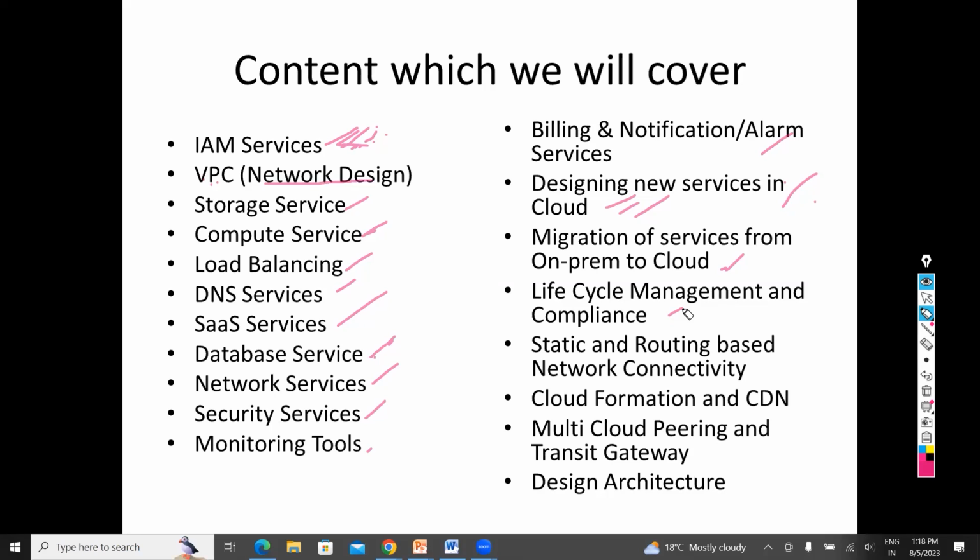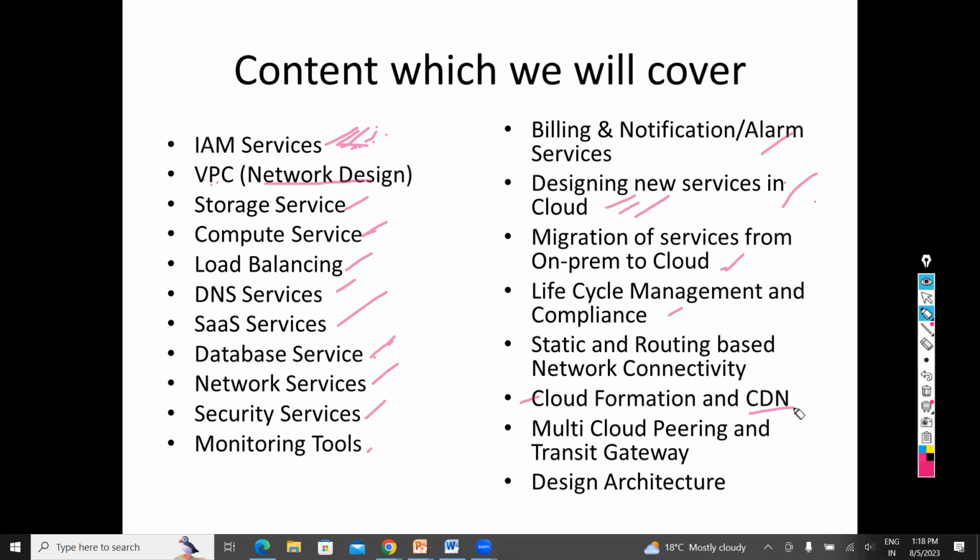static and routing of the network connectivities, what is CloudFormation, which is infrastructure as code. With those scripts we can build all the EC2s or the VPCs or any cloud services. It is CDN, content delivery networks, to provide good performance of web services to all over the globe. We can use edge services, and we will cover how we can use CDNs.